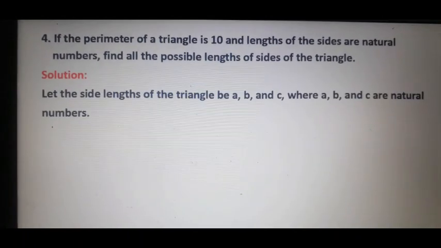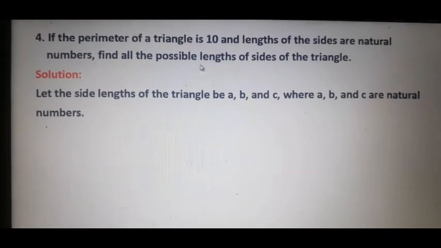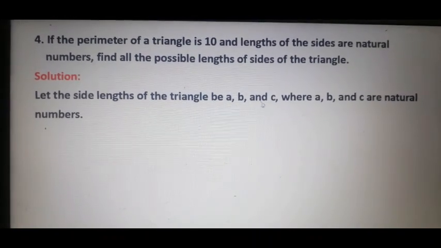So to list these, let the side lengths of the triangle be A, B and C.